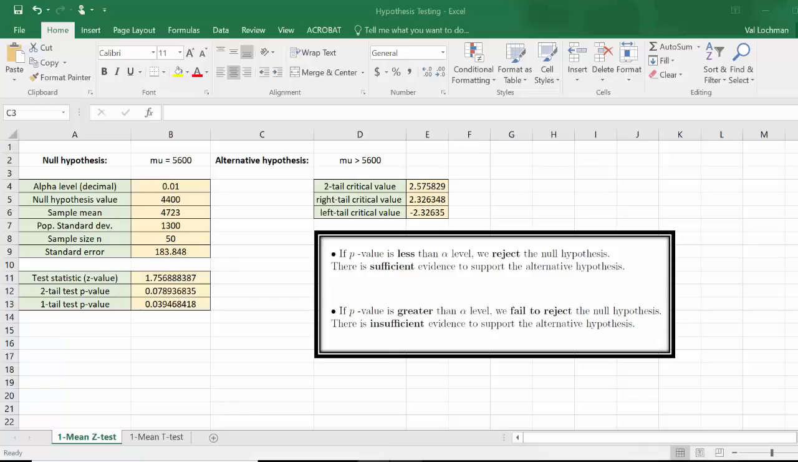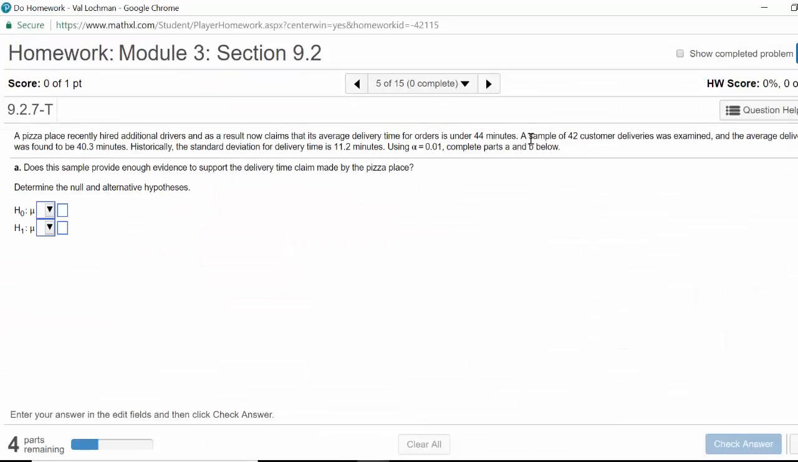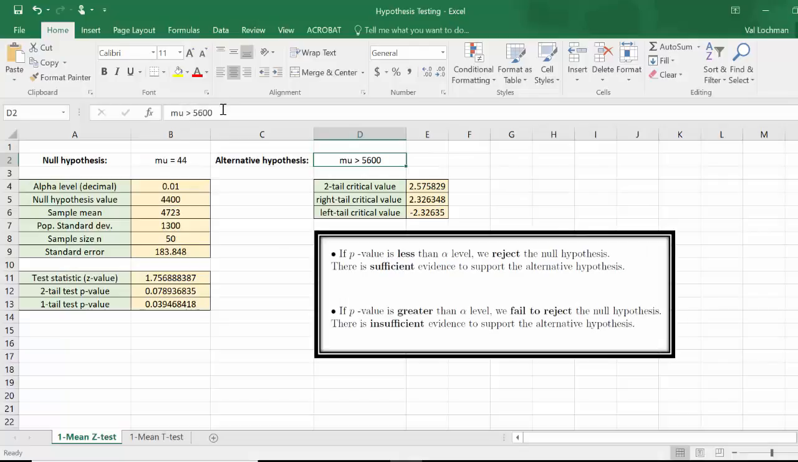So let's go back to our file, and first I'm going to try to make sense out of this problem. For my null hypothesis, I'm going to say that the mean time for deliveries is 44, okay? And the sample mean was 40.3 minutes. So they want to see if 40.3 is significantly lower than 44, okay? So the alternative hypothesis will be mu is less than 44.